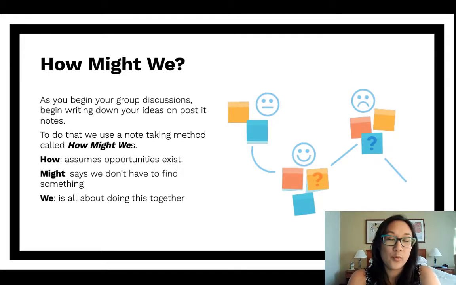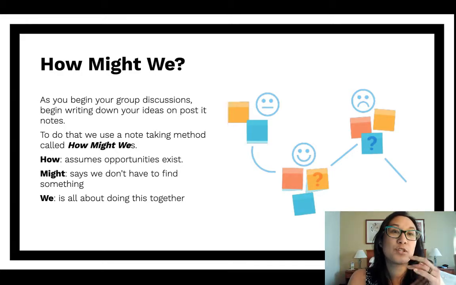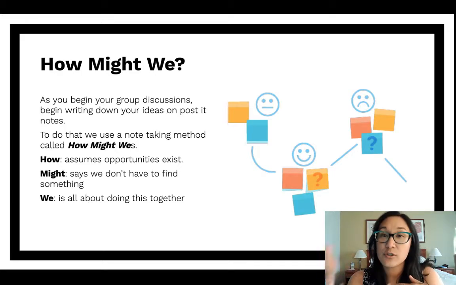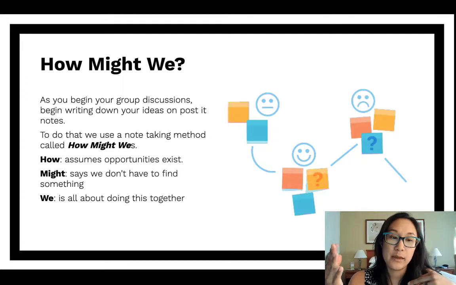So I would suggest getting together in your groups. You can do this in person like we're doing in class, or you can do it online through a group discussion board. But what I would do is start writing down your ideas and these how might we questions on post-it notes or in your discussion post. And this particular note-taking method is called How Might We's, which is very fitting for this section. But essentially, as someone is presenting research, or as you're doing background research, or you're reading articles, or you're talking to people, anytime you come up with an idea, write it out as a how might we.